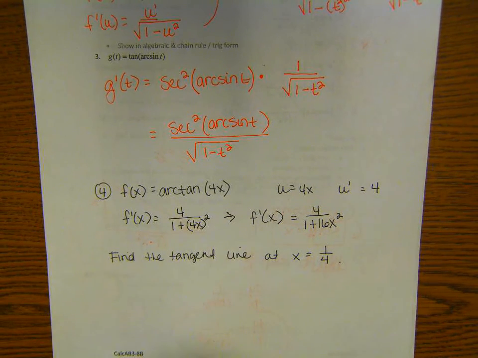In fact, in our book, I think it does 1 over, and then it says times du. So you're realizing that if it's not x, you're taking the derivative of that. Okay, what do we need for a tangent line? We need a point, right? So where do we get that from? Plug into the original function.